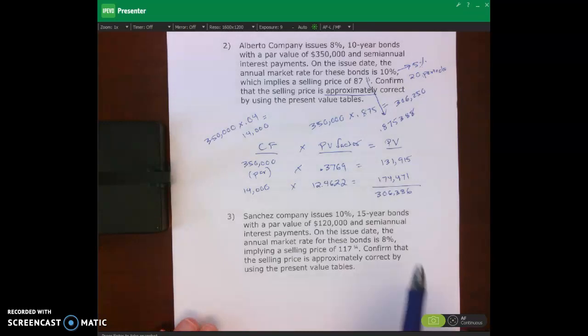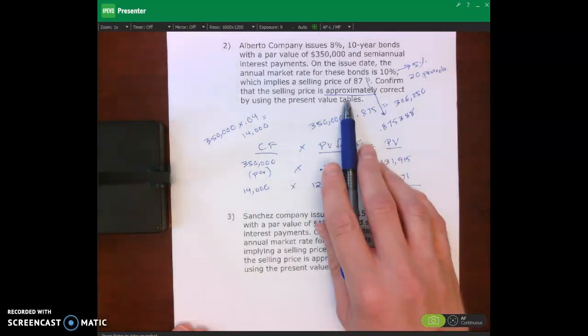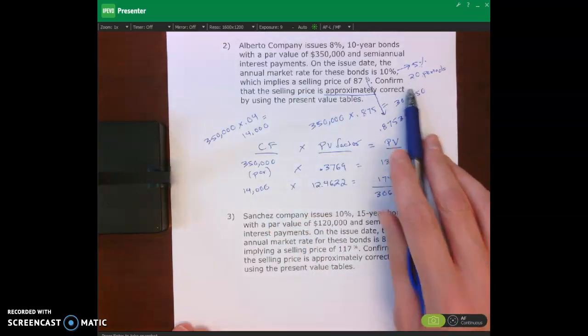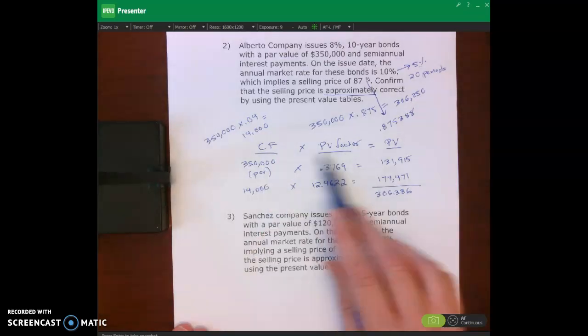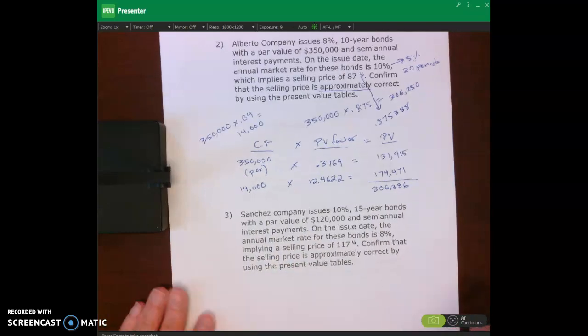Okay, so we did this problem on ending last lecture video where we went through and we calculated the selling prices approximately correct using the present value tables. I want you to do something similar, the same exact table for this problem to get extra practice.